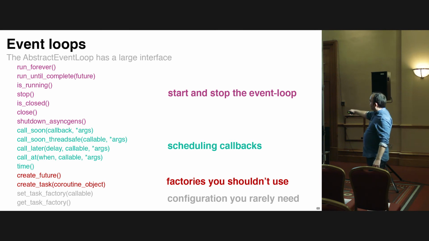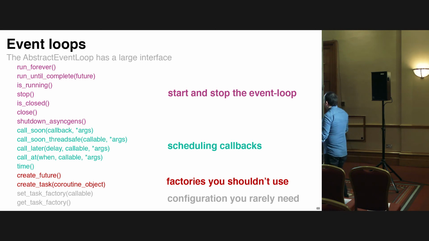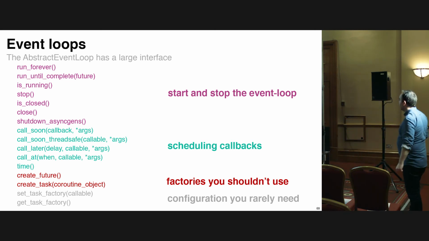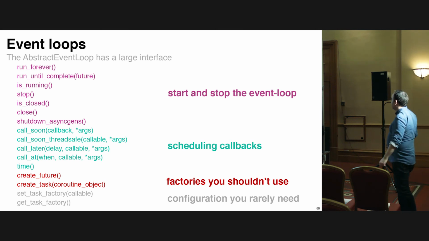Then we have some functions for just scheduling callbacks. So I can pass any regular function, not a coroutine, into these and say, call this function soon at your convenience, or call it later, or call it at a specific time. So we can get the event loop to do those things for us. These are the factories I've told you shouldn't use, so you can ignore those. There's a bunch of configuration stuff in here which you really need.